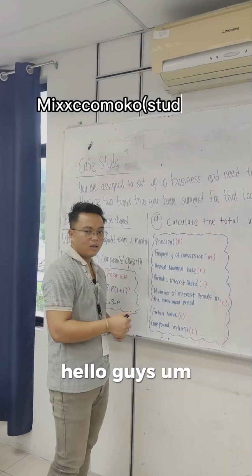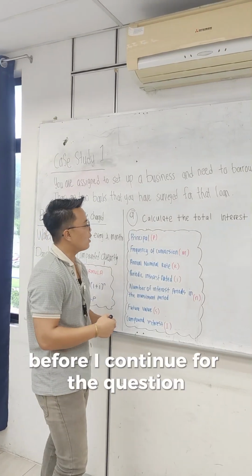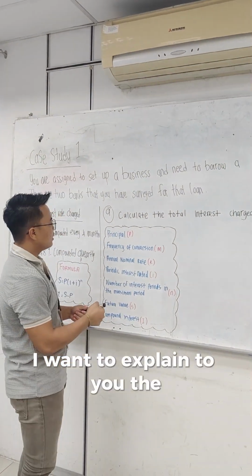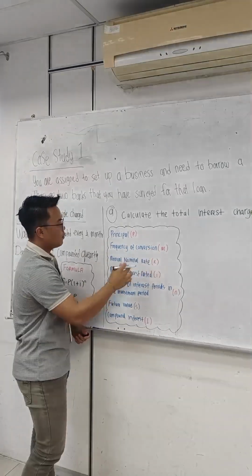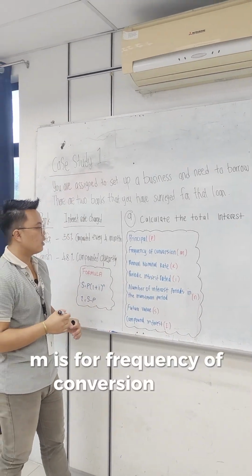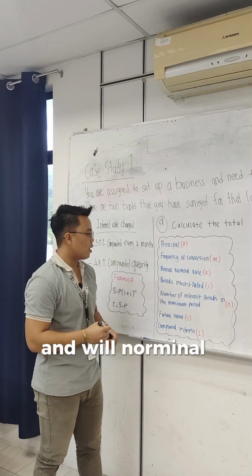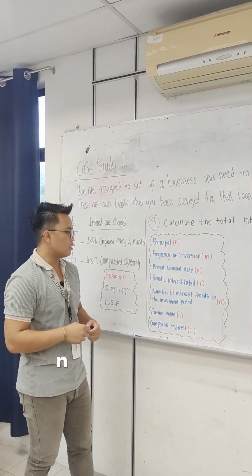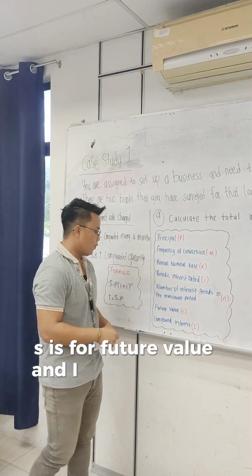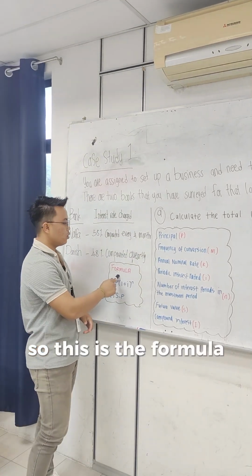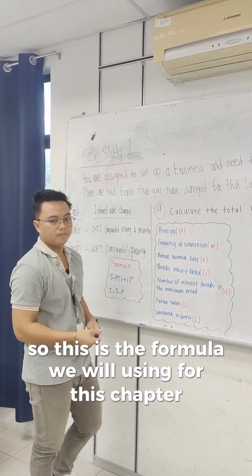Hello guys, before I continue with the question, I want to explain to you the keyword terms. P is for principal, M is for frequency of conversion, K is annual nominal rate, I is periodic interest rate, N is number of interest periods in the investment period, S is for future value, and I is for compound interest. So this is the formula we will be using for this chapter.